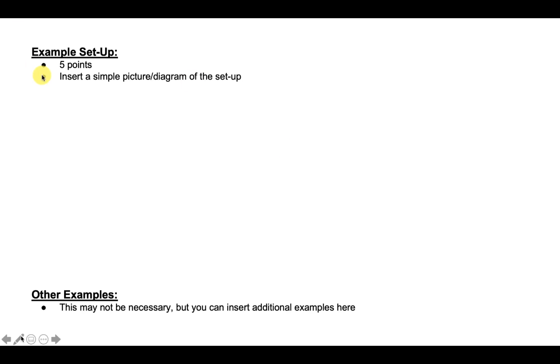The second slide is an example of the setup. You'll receive 5 points for a simple picture or drawing of the setup. At the bottom of the slide, you can also include additional examples. This is not necessary, but can be helpful if you have more activities in the setup diagram than what you've talked about on the first slide of your task card.